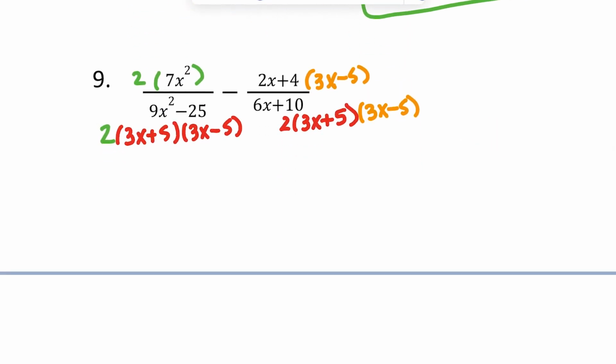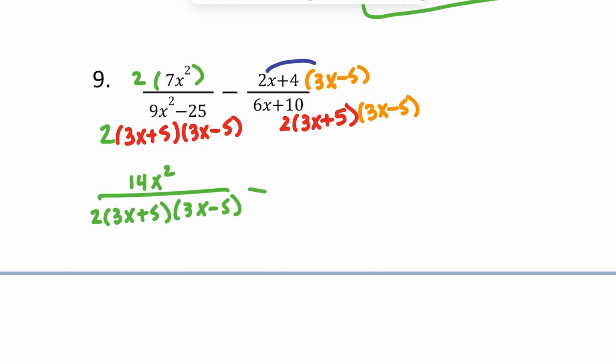I'm going to actually multiply the numerators, but I'm going to leave the denominators in factored form. 2 times 7x squared is 14x squared over 2 times 3x plus 5 times 3x minus 5, minus, up top here, we're going to have to distribute. So 2x times 3x is 6x squared. 2x times -5 is -10x. 4 times 3x is 12x. And 4 times negative 5 is negative 20.